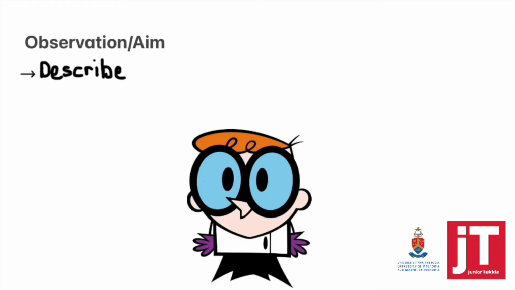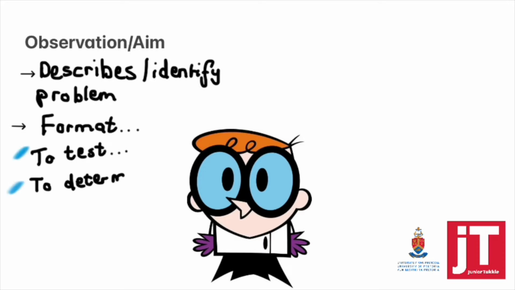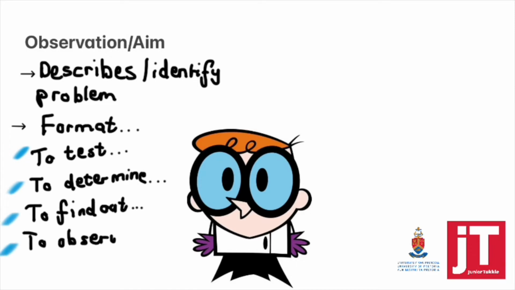So let's start with my observation, or also known as my aim. So your aim or your observation describes or identifies a problem. When writing your observation or your aim, it has to be in a specific format. So you will start with the following. You will write to test, to determine, to find out, or to observe. So for me to show you how these work, let's look at an example.